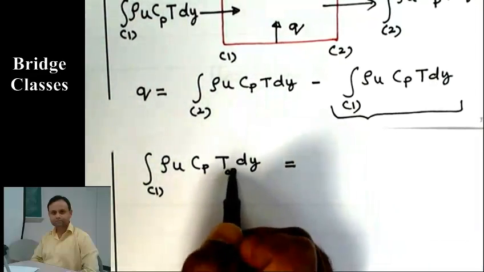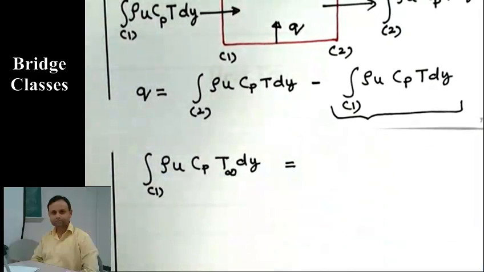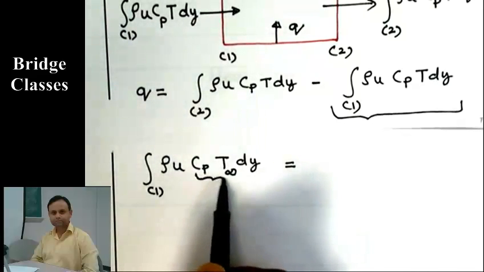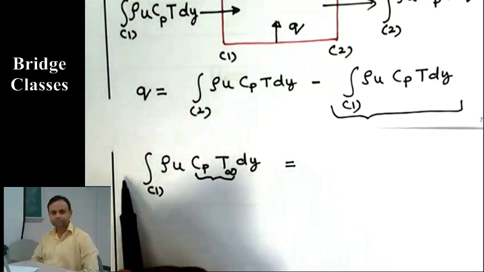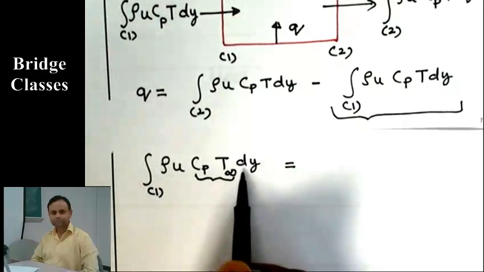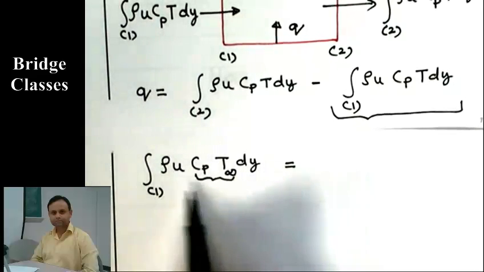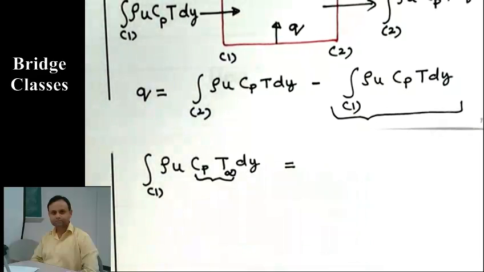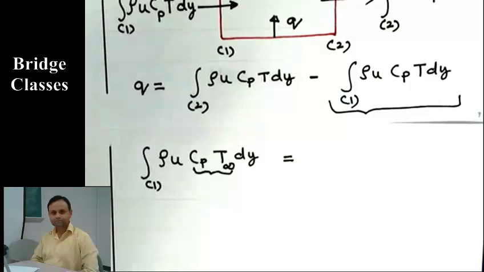I can write T infinity there because the temperature is T infinity. There is no effect of the boundary layer at section 1; this is just T infinity. You can pull c_p T infinity outside of the integral because that is a constant. And the integral of rho u dy at section 1 is the same as the integral of rho u dy at section 2. That is mass conservation.